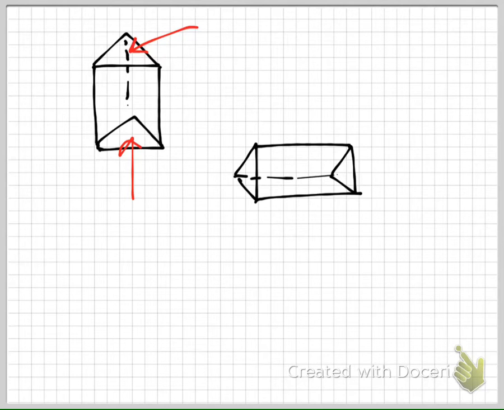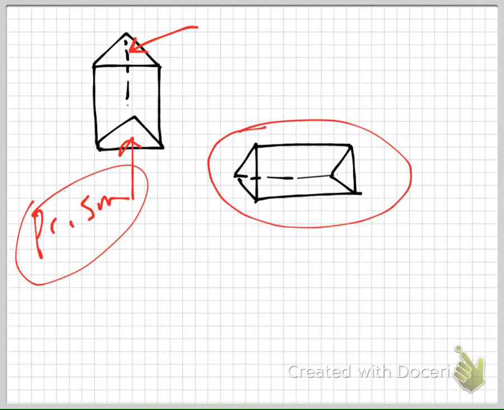And the sides make up what shapes? What shape is the sides? No, that's the bottom. What's the sides? Rectangles, right? The sides make up rectangles. If you have two identical bases that are parallel with each other and the sides make up rectangles, then that is called a prism. Does that make sense?